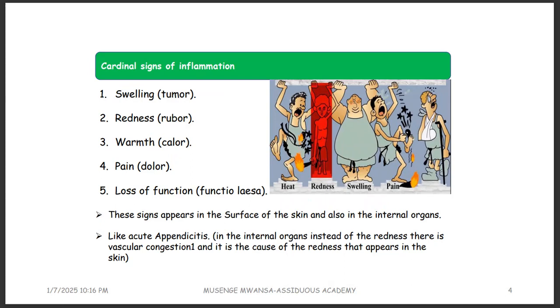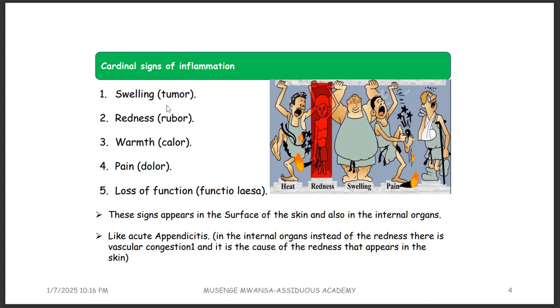Inflammation has what we call the cardinal signs. We have the English term for the swelling, and then we have these Latin terms. Swelling, also known as tumor, that is one form of inflammation. A cardinal sign of inflammation, there are five, you need to know them.